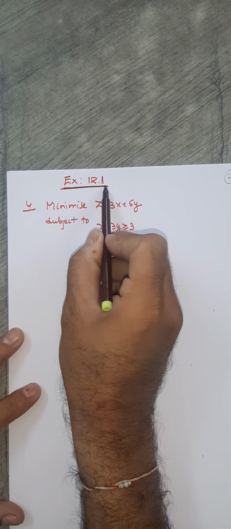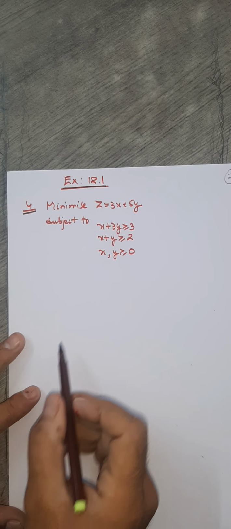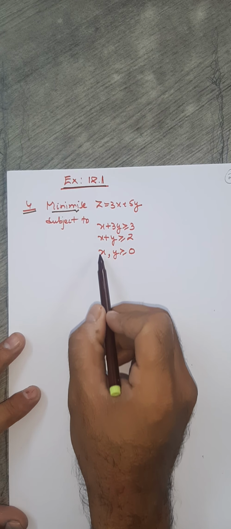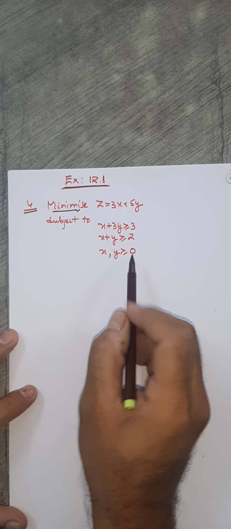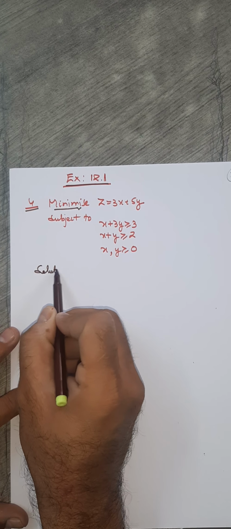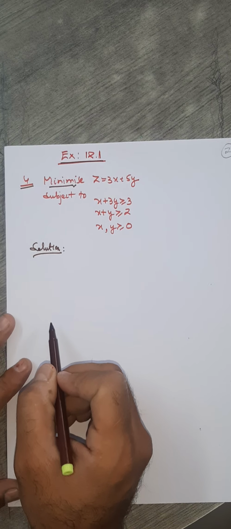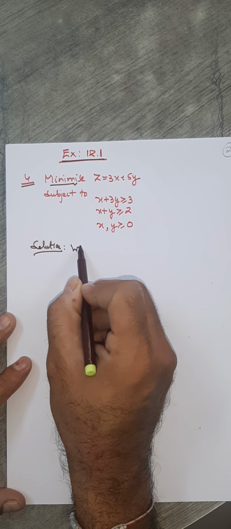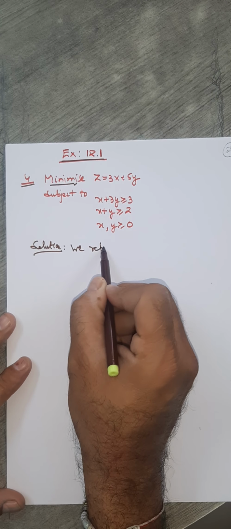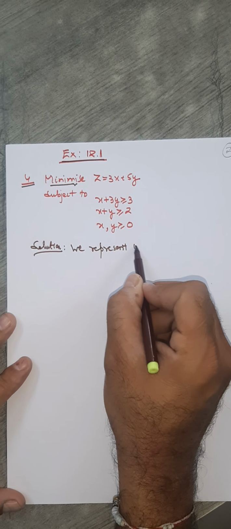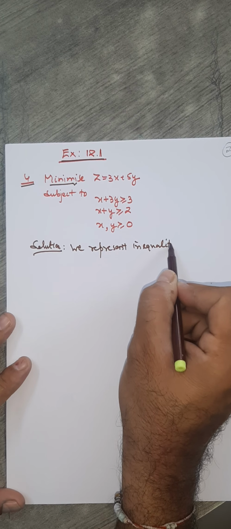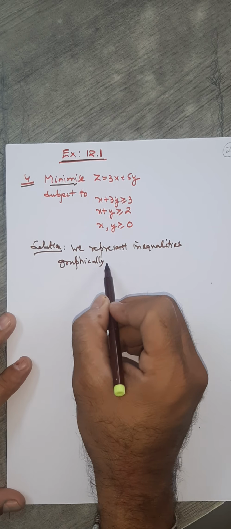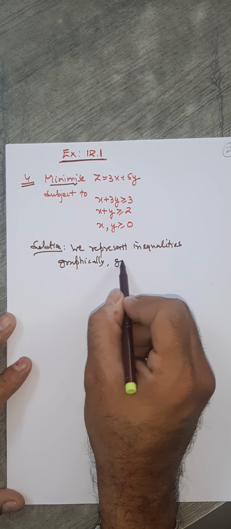Started with exercise 12.1, fourth question. This is the objective function which is to be minimized under these two constraints. This is the non-negative condition. This says that the solution region will be in the first quadrant, which we know now very well. Okay, so we represent these inequalities, which are the constraints, graphically, these two, and get the feasible region.